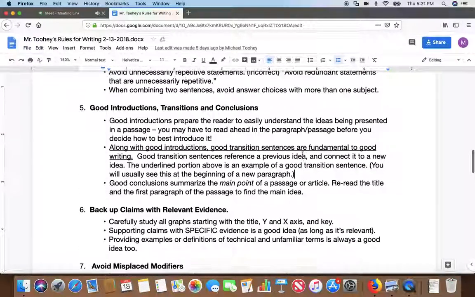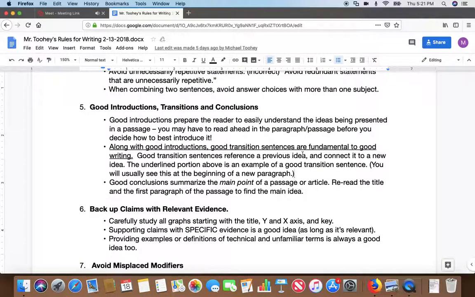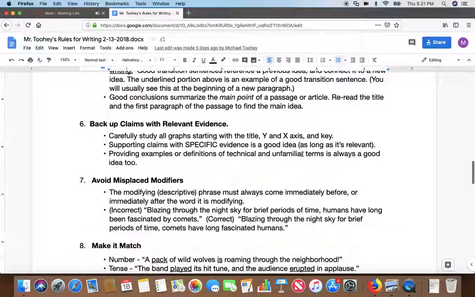So I was going over the rules for writing very briefly with Caroline, just going through it real quick. So if you have questions as we go along, please stop me. All right. So that's good. Introductions, transitions, and conclusions. Rule number 6, back up claims with relevant evidence.